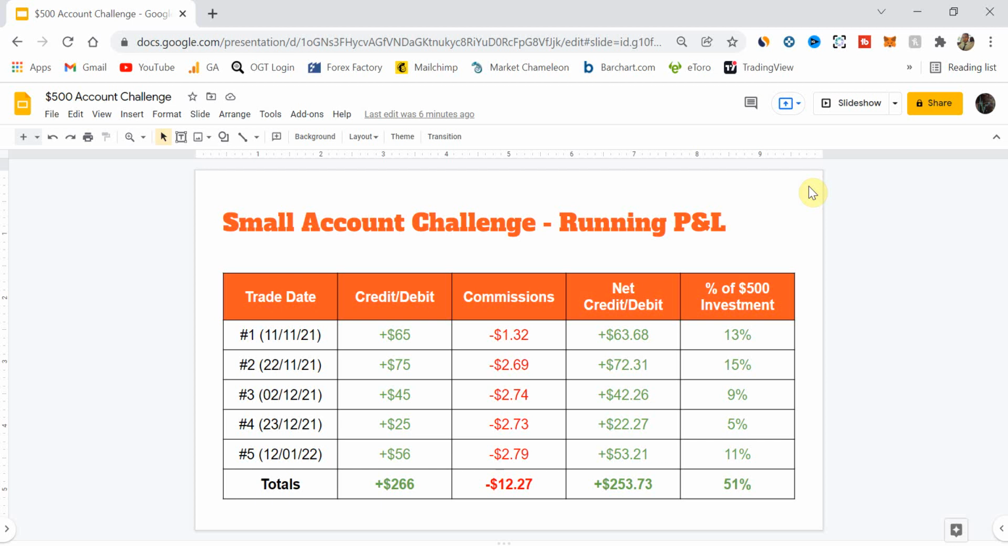Just for proof that I'm actually using this strategy, I created a $500 small account challenge. I'll link to that in the top right corner and inside the description below, showing you full transparency of all the trades that I'm doing. In a 2 month time frame from mid-November to mid-January, when you take into account commissions, I've made a 51% account growth gain. I document the whole series, there are 5 episodes, and I strongly advise you to go through that playlist if you want to see this in real time.